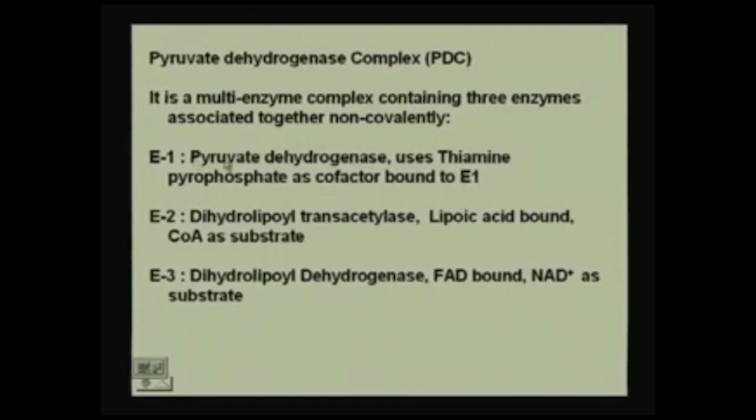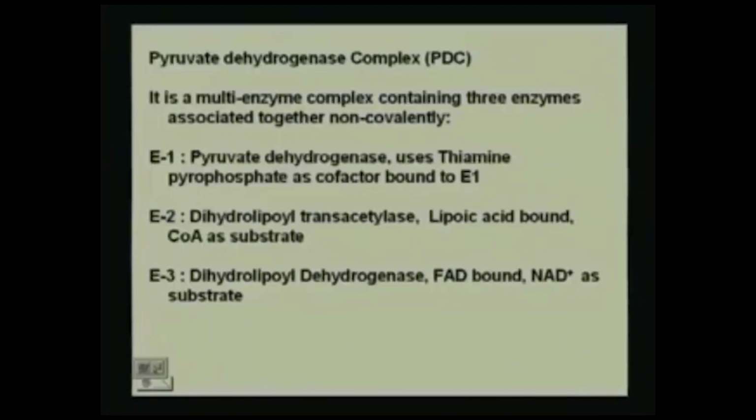So, E1 is actually pyruvate dehydrogenase that uses TPP as the cofactor. E2 is dihydrolipoyl transacetylase that is lipoic acid bound and uses coenzyme A as the substrate. So, as soon as we have coenzyme A, we know that we are going to create now acetyl coenzyme A, the acetate coming from the pyruvate. And in the next one, we have E3 where FAD is the cofactor and NAD plus is the substrate.